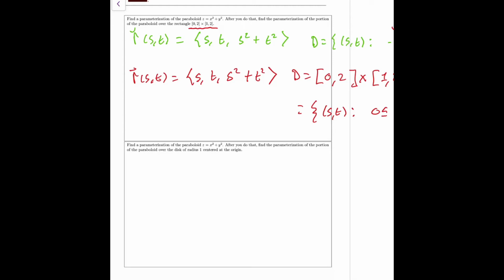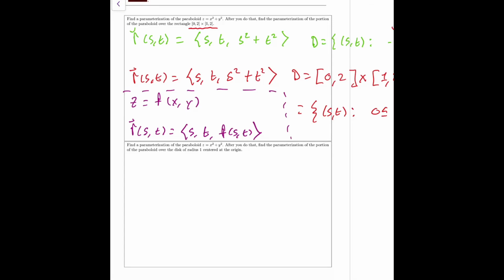In fact, more generally, when we know that z is a function of x and y, then a parameterization for this surface is r of s, t equals s, t, f of s, t. It's also okay, technically, to use x and y as the parameters, but I just prefer using s and t as the parameters because it lets me know this is a parameterization. You do it however you want to. I just prefer using s and t for parameters.